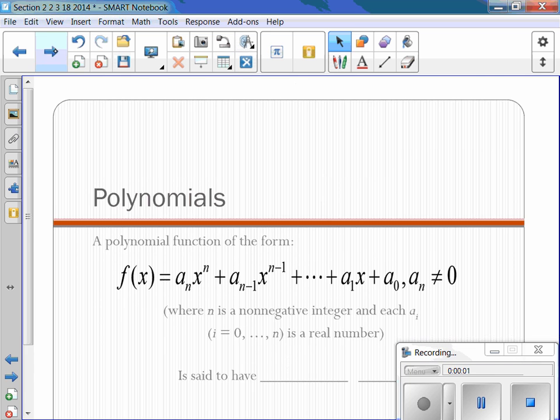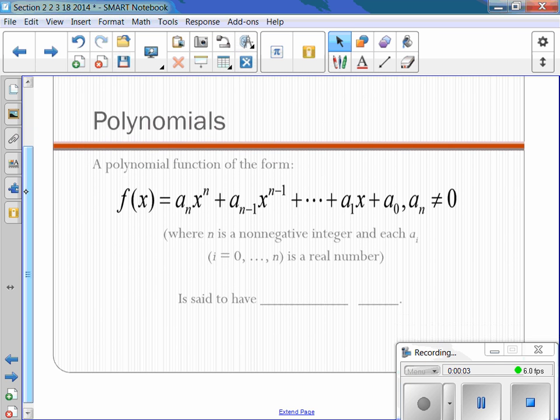So moving on again. Today it's just going to be about the polynomials, looking at the zeros of the polynomial functions, and then also looking at something called the leading coefficient test.